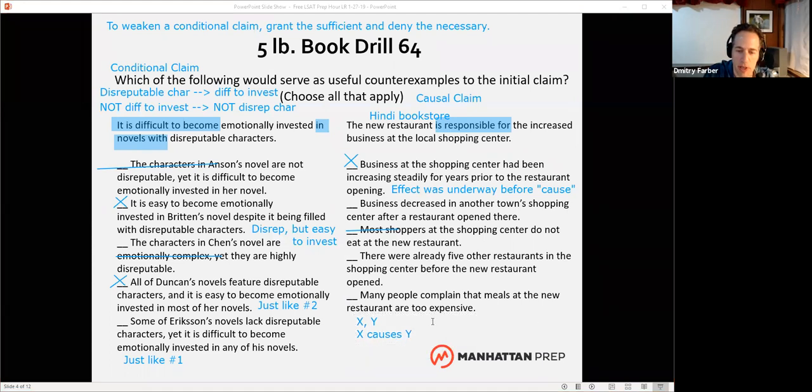Generally, we have a few possibilities in terms of weakening that. We can just show that X couldn't cause Y, right? We can say it's not possible. Or we could try to say that Y causes X. Oh, it's actually the increased business that caused the new restaurant to open. It wasn't the other way around. Or something else caused both, right? The new restaurant was upgraded so it was more accessible or it had some other feature added to it. And that's why they now have another restaurant and that's why there's more people, things like that.